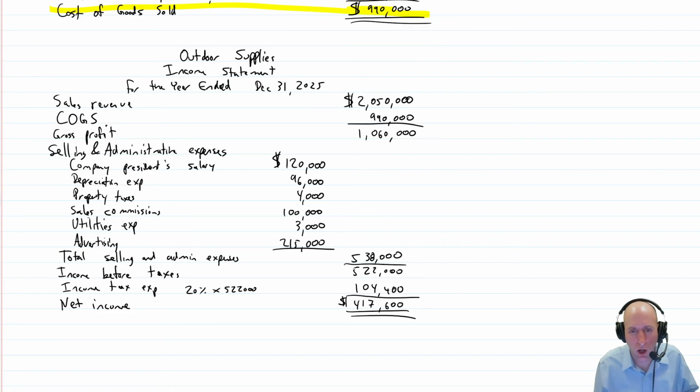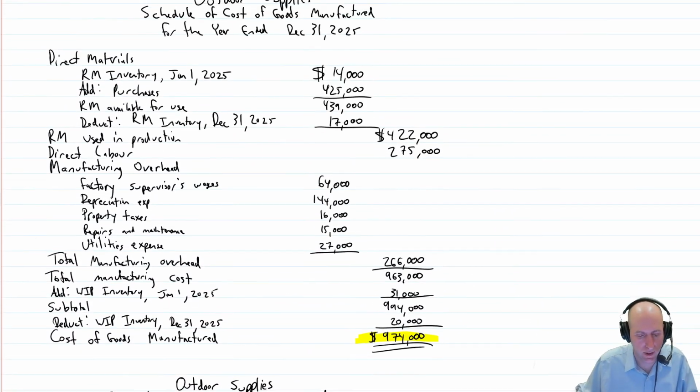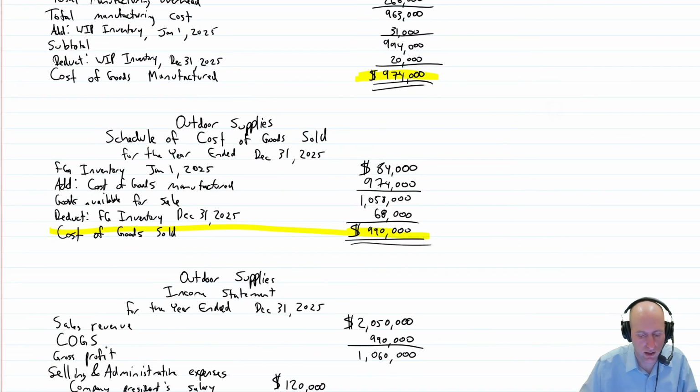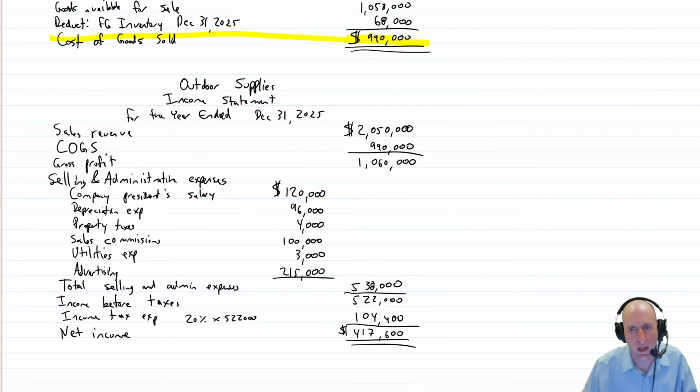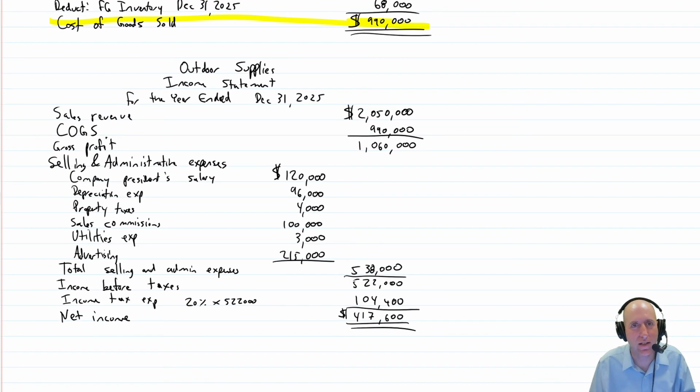We've gone through a pretty long journey together, folks. We've prepared a schedule of cost of goods manufactured, a schedule of cost of goods sold, and finally an income statement. That is all for this video.